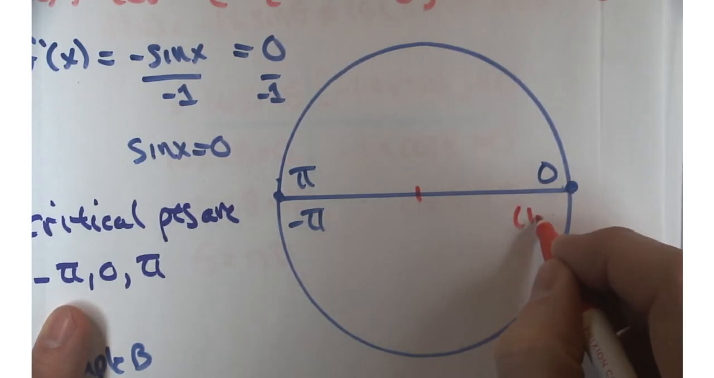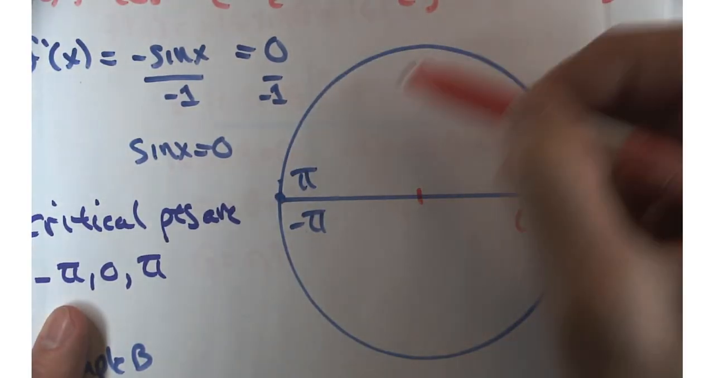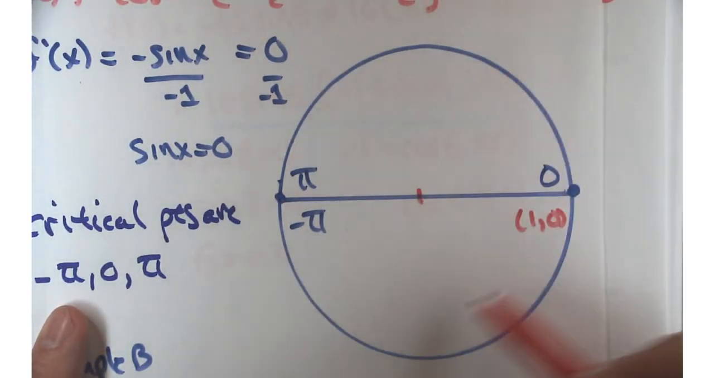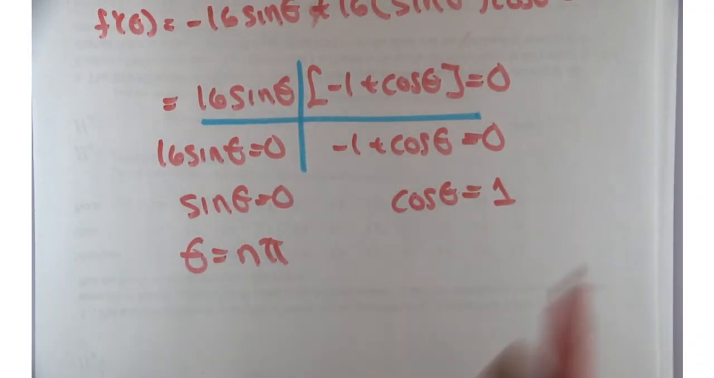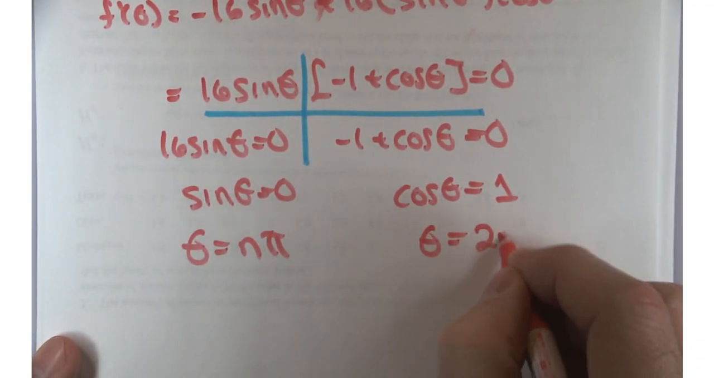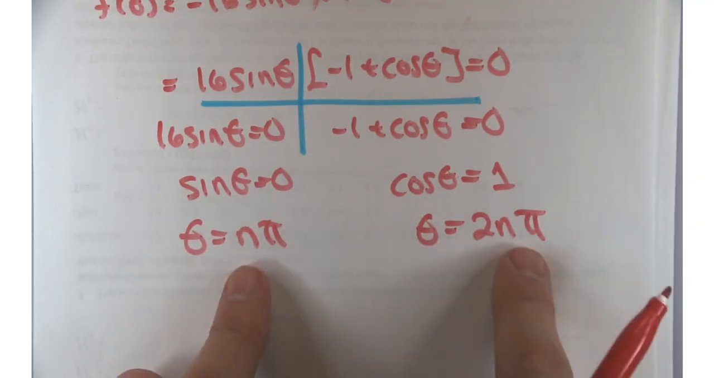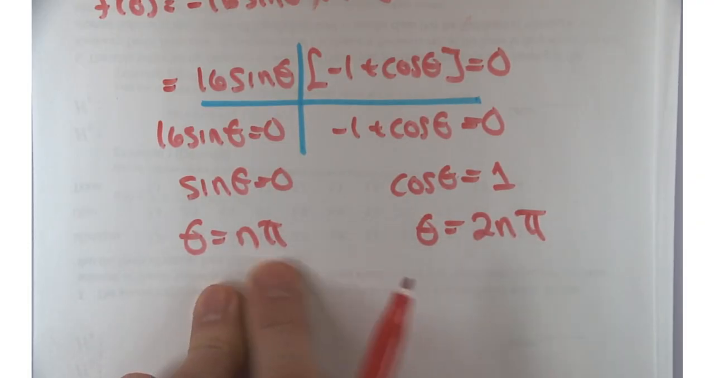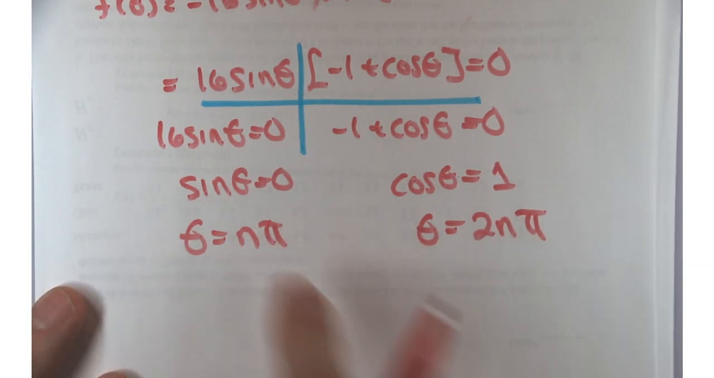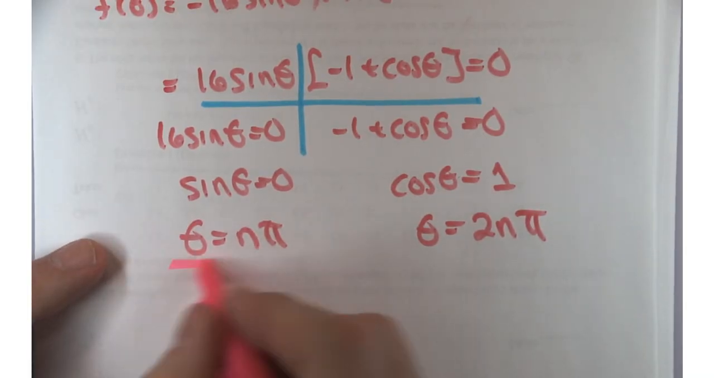At 0, and at 2 pi, and at 4 pi, and at negative 2 pi, and at negative 4 pi. Basically, multiples of pi, or multiples of 2 pi, I should say. So, now, this set contains this set. So it's just enough to say that, yeah, at multiples of pi, you're going to get critical points.